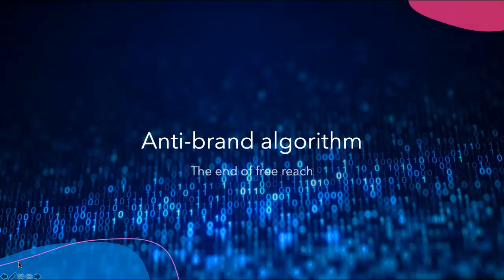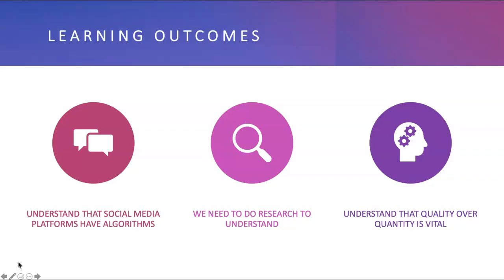It's really pleasing to see that some of you are developing an understanding of what algorithms are in relation to social media and how they can affect brands and brands' decisions around the content that they create. So, in this age of anti-brand algorithm, where social media platforms want brands to pay if they're going to reach their audience, where social media platforms want people-to-people content over branded content, is this the end of free reach? Is it the end of us being able to use social media marketing, posting organic content on social media to reach our audience?